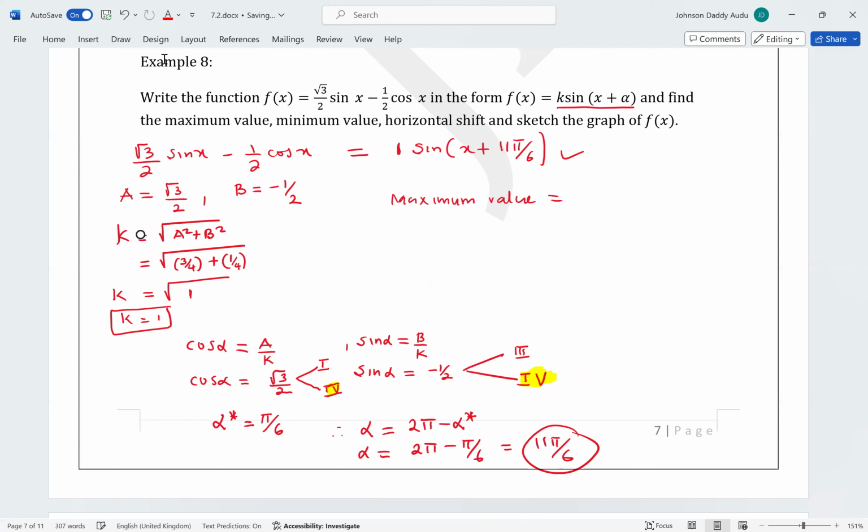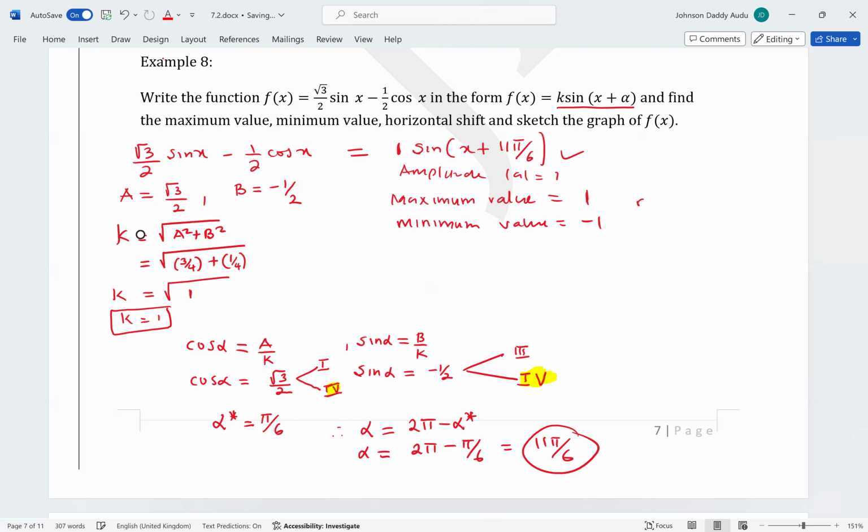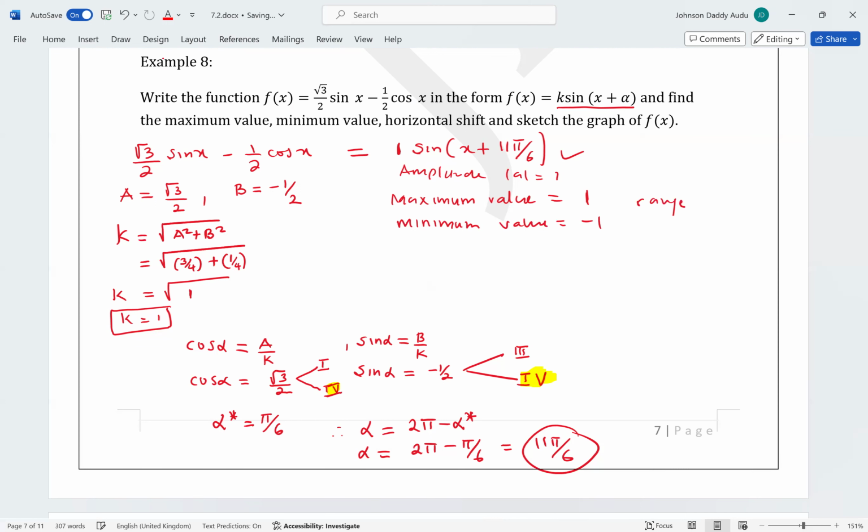The maximum value is just going to be 1, because remember the range, what is our amplitude? Our amplitude A is 1. So the maximum value is just going to be 1, because there is no vertical shift. And the minimum value is going to be -1, because the range is given by minus the absolute value of A to the absolute value of A, which is just -1 to 1.